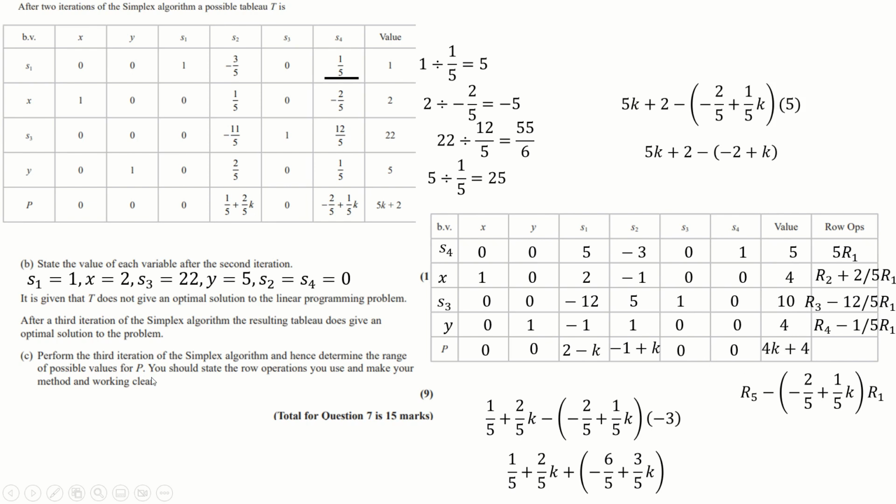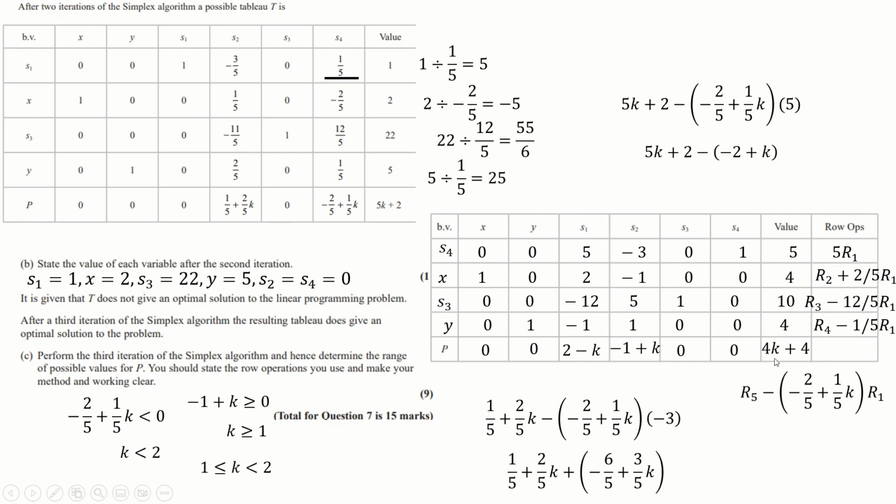You should hence determine the range of values for p. Now, the fact that this wasn't optimal means that that's less than 0. So that's where I'll start, I guess. You can solve that to make this, so k is less than 2. Now, the fact that this is optimal means that that's greater than or equal to 0. So therefore, k is greater than or equal to 1, and therefore we have this range.